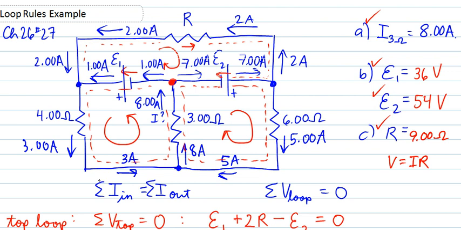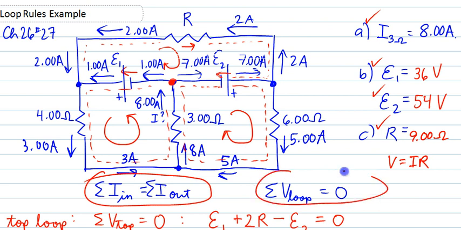And the key, just to rehash, is to say that at any junction the sum of the currents is a constant. What goes in is equal to what comes out, and the sum of the loop voltages must be 0.